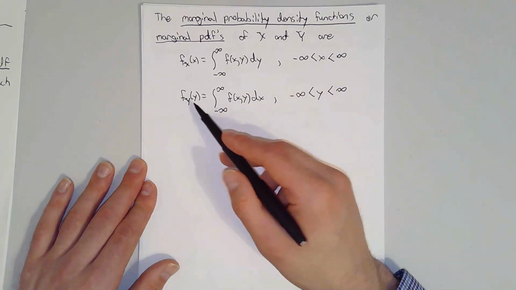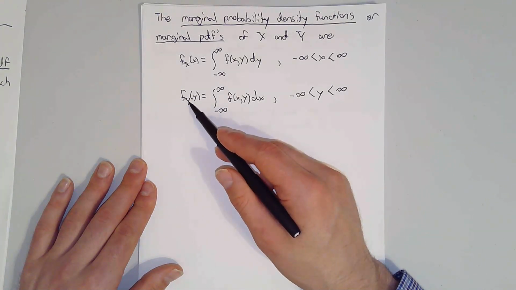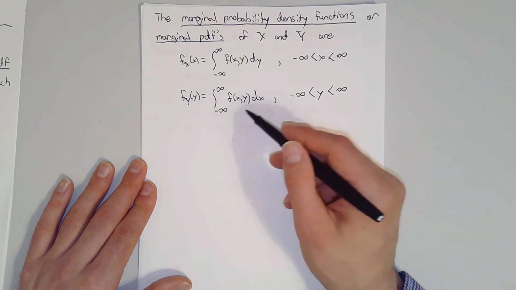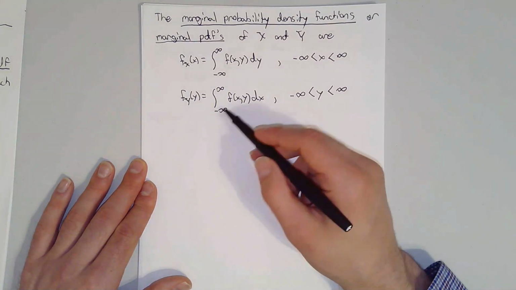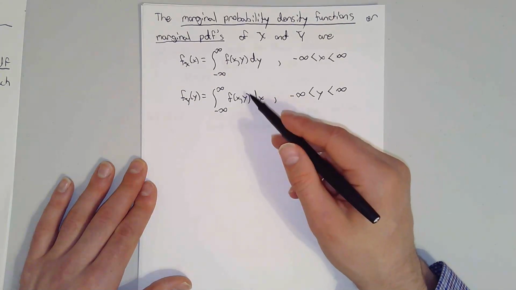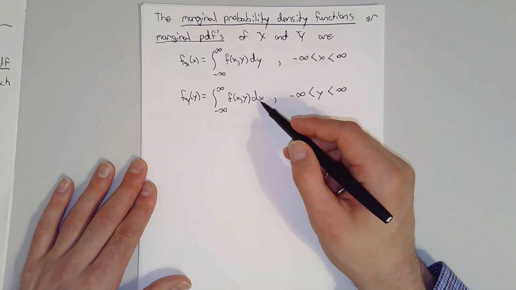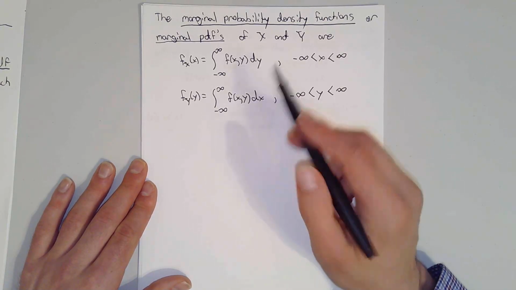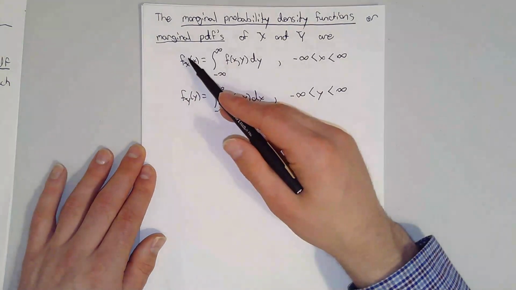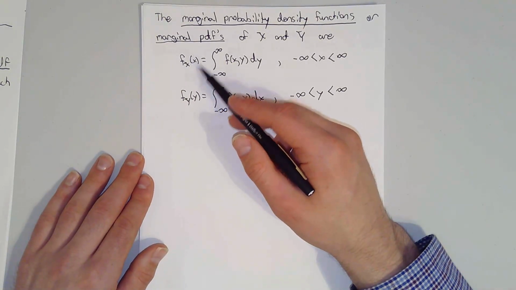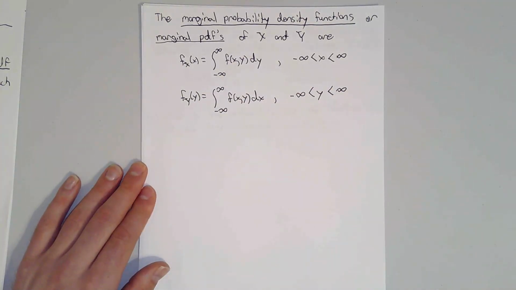Similarly, the marginal PDF of capital Y, denoted by the following, is given by this expression. So the x and the y swap roles. This is an expression where we have two variables, but we integrate with respect to x, resulting in a function of only y. To see that these are in fact the PDF of capital X and the PDF of Y respectively, we can look at the following.